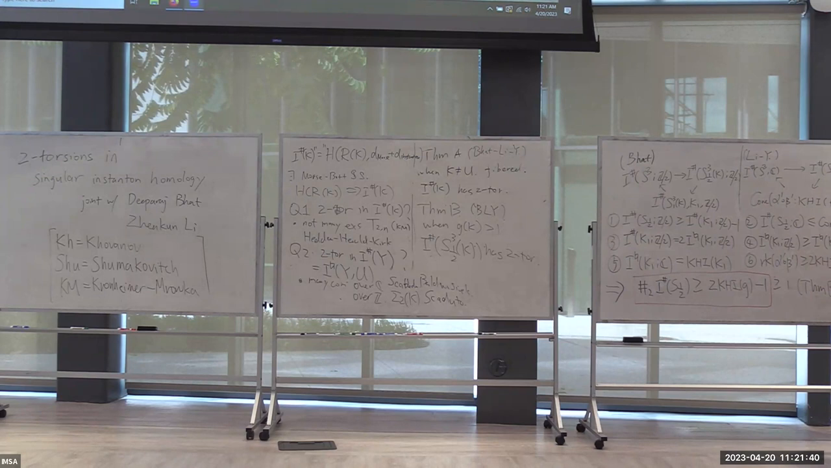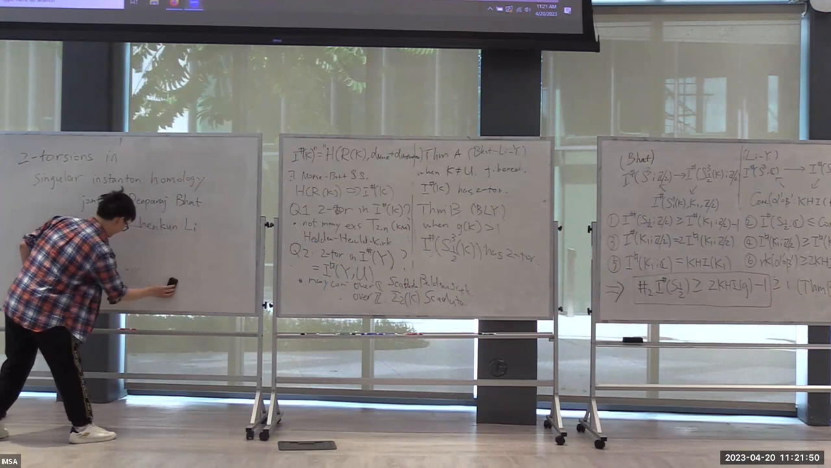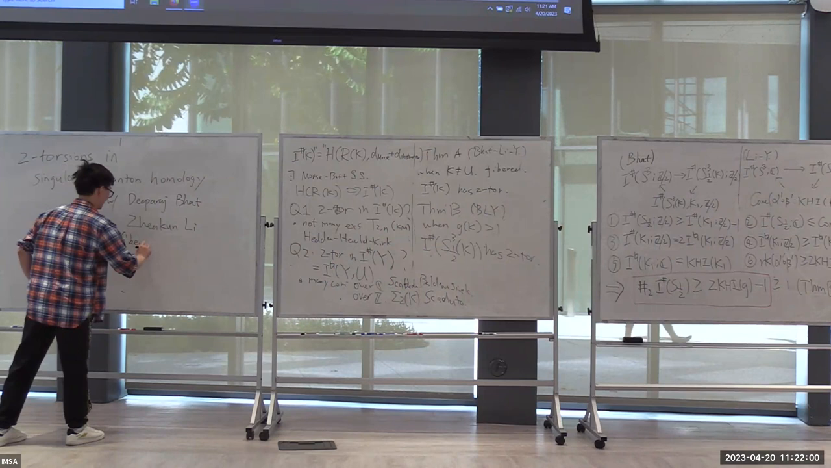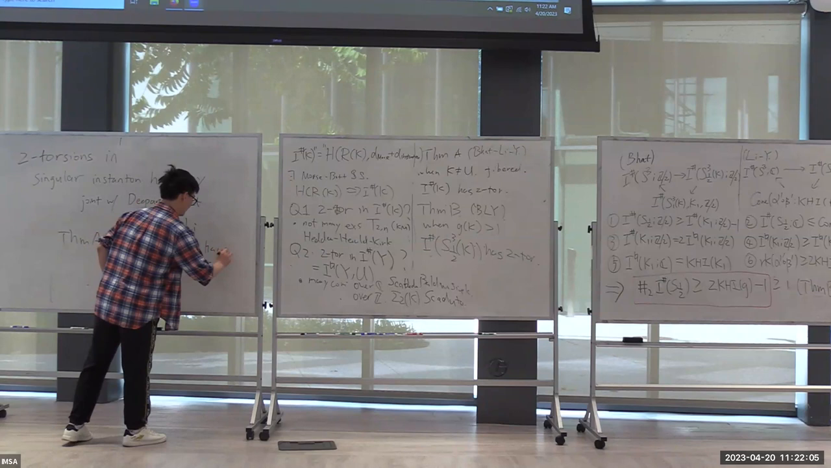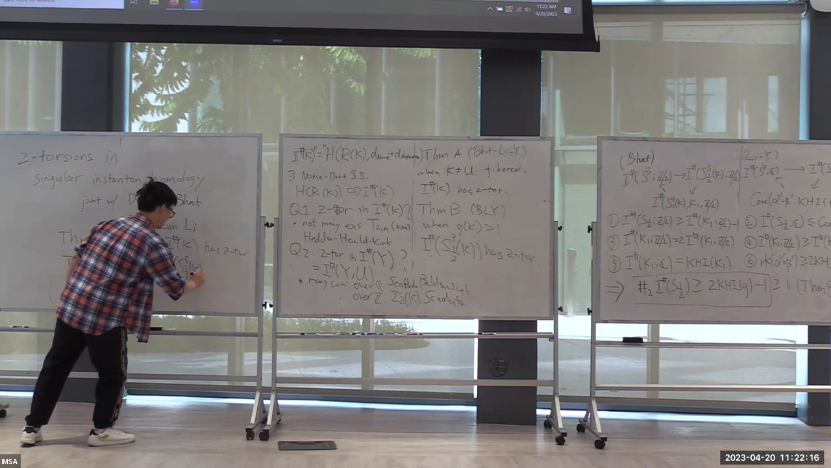I'll expand them one by one. So first, let me copy the theorem here. Theorem A is that five words imply I sharp of K has two cautions, and theorem B is the one with genus larger than one, the half cylinder and two functions.